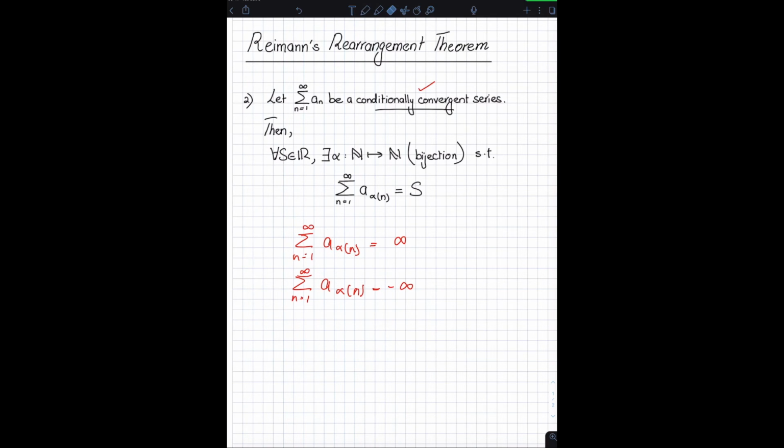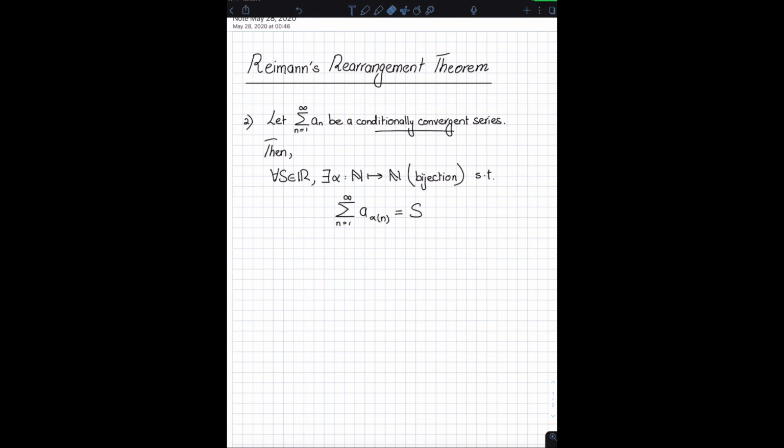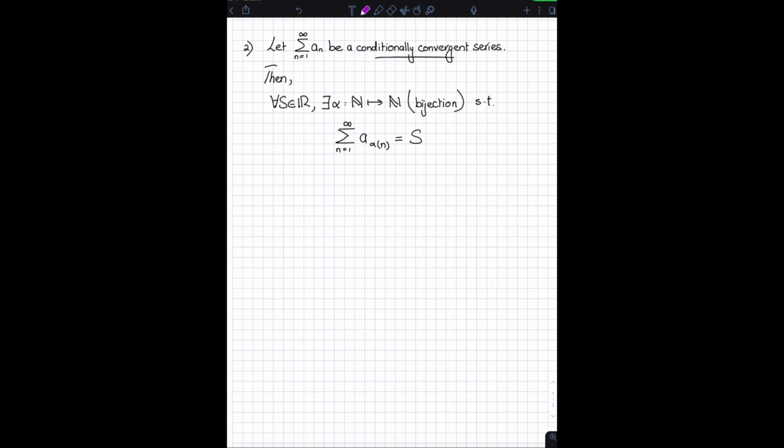So I mean, you can also rearrange the series such that it diverges, but I'm not going to go into that over here. So now what I want to do next is basically give you guys a general idea about how the proof is going to go. And then once I've given you that general idea, I'll ask you to pause the video and see if you can write a formal proof on your own.